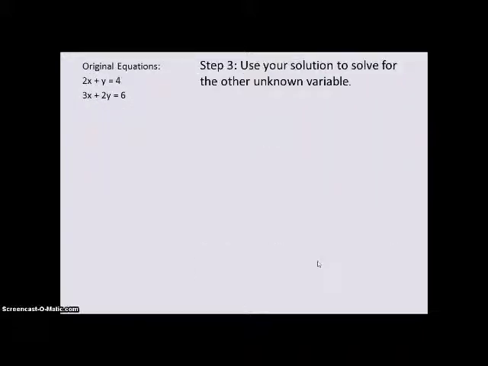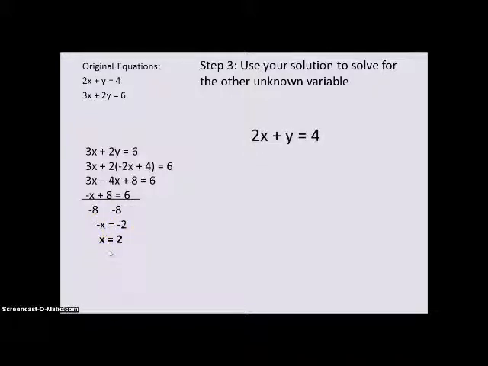So our third step is to use your solution to solve for the other unknown variable. So again, over here is our process that we used to solve for x, and we got x to equal 2. We're now going to go back to our first equation, and I would recommend going back to the original equation. You can use the equation when you solve for y, but just in case there was a mistake made along the way, it's always safest to go back to the original equation because you know there are no mistakes there. So we have x equal to 2, and what we have to do is put our 2 in for our x in our original equation, which is the first equation in this case.